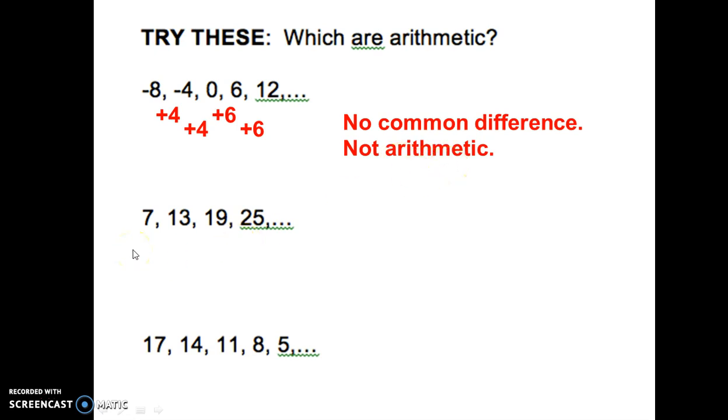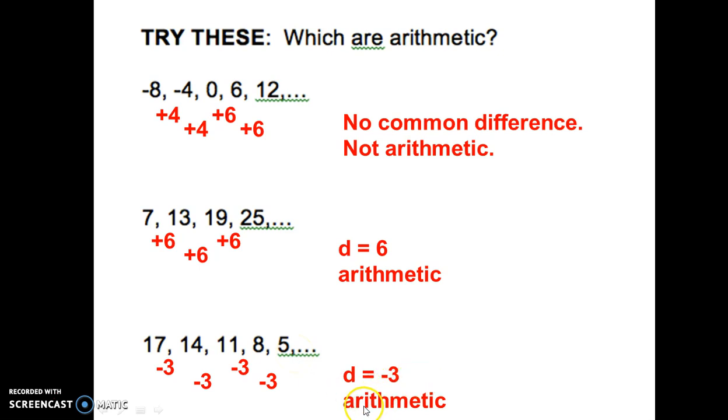Next one. Add 6, add 6, add 6. From what we see, it does have a common difference. The common difference, D value, is 6, therefore it's arithmetic. Next one. Minus 3, minus 3, minus 3, minus 3. From what it has shown us in the sequence, there is a pattern. The common difference is negative 3, therefore it is arithmetic.